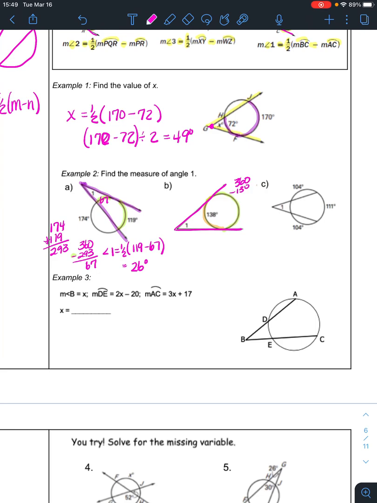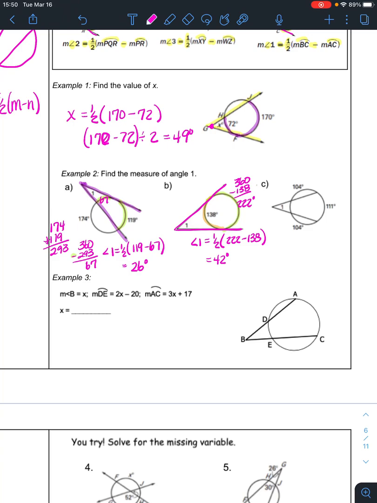Well, if I take 360 and subtract 138, I get 222 degrees. So that green piece is 222. Now you can use the equation. Angle 1 is equal to half the large arc minus the small arc. Half of 222 minus 138 is 42 degrees.